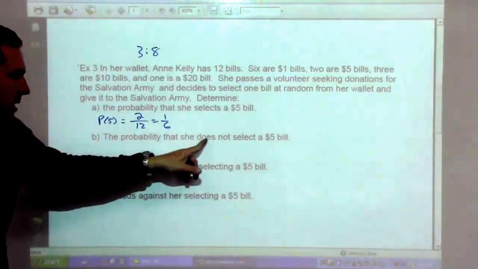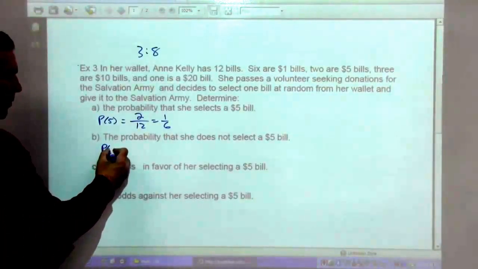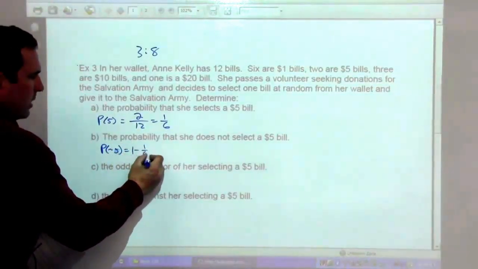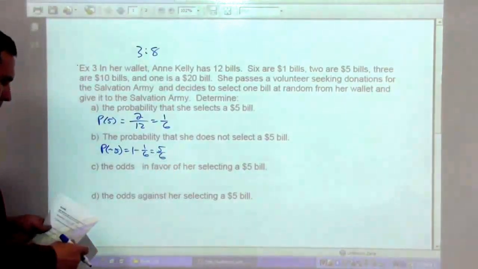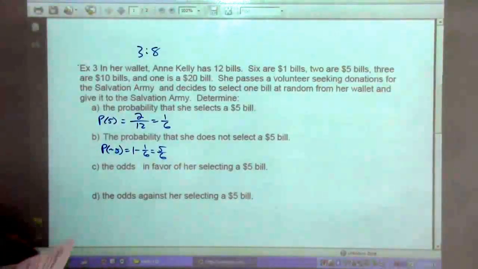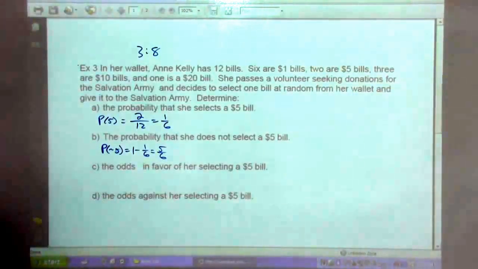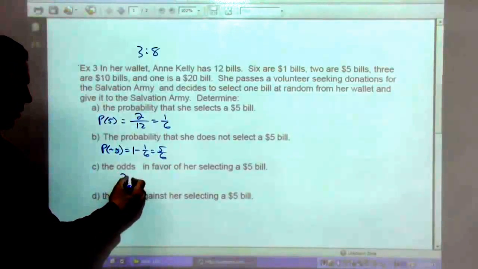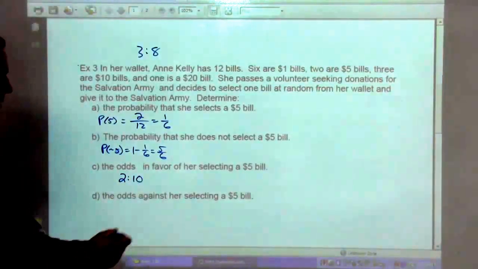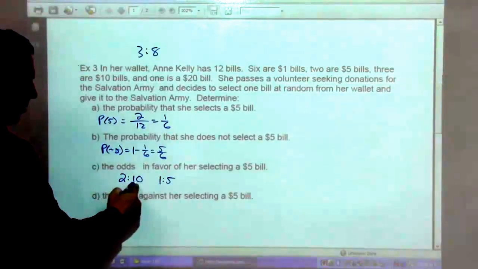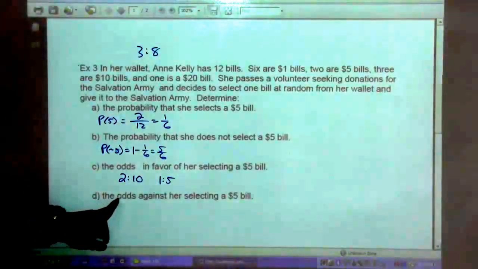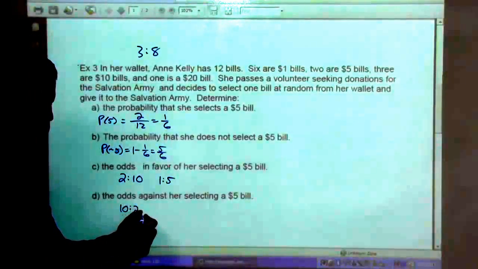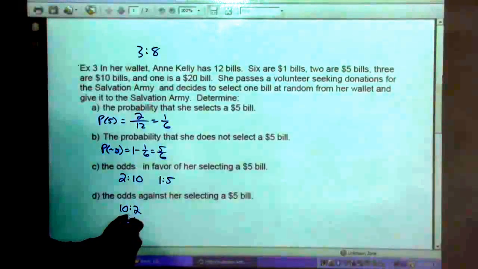The probability she does not select a $5 bill, well, that's going to be 1 minus 1/6, which is 5/6. The odds in favor of her selecting a $5 bill. So this is odds. How many $5 bills? There are 2 $5 bills and 10 non-$5 bills. That'd be 1 to 5 if you divide both by 2. And the odds against her selecting a $5 bill. There are 10 non-$5 bills, 2 $5 bills. That's 5 to 1.